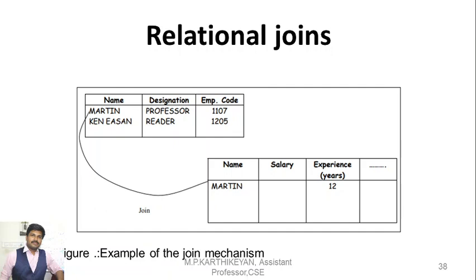If you want particular data, for example, if you want the designation and employee code alone, you can use left outer join. Or if you want the salary details or the experience details, you can use right outer join. So these are the examples of how a join actually works. Hope it's clear now.